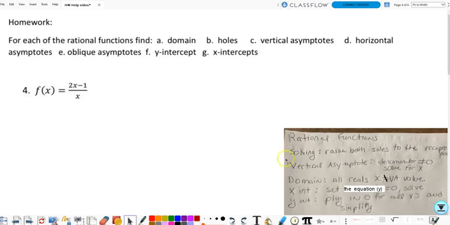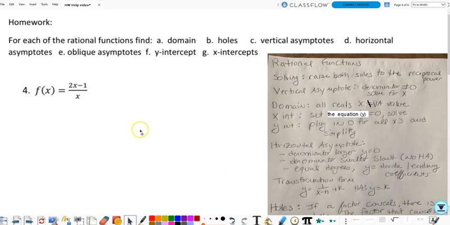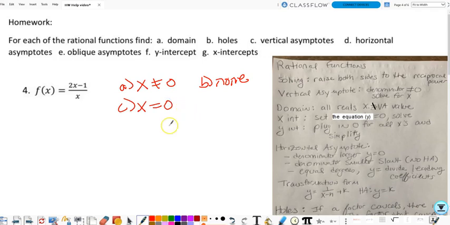Okay, number 4. Number 4, back to not transformation form. See how we have an x in the numerator? That's not the transformation form. So back to what we were doing before. Nothing factors, yippity doo-dah. So let's do domain. Hey, the denominator is just x. X can't be 0. B, no holes. C, vertical asymptote, x equals 0. Oh, wait, I forgot something.